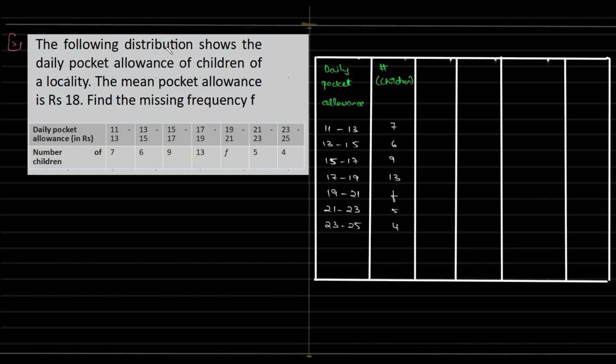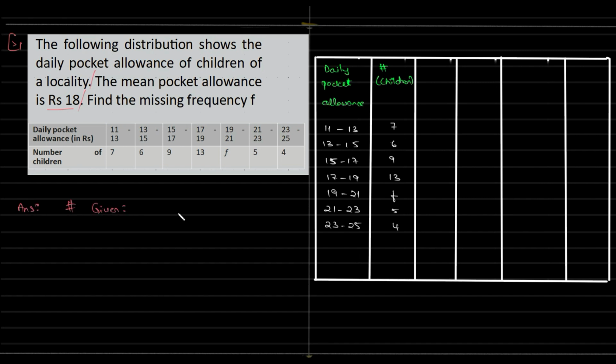The following distribution shows the daily pocket allowance of children of a locality. The mean pocket allowance is rupees 18. They already gave the mean. Find the missing frequency. Okay, that's what we have to find. It's like they already gave the mean, so what's the whole point?